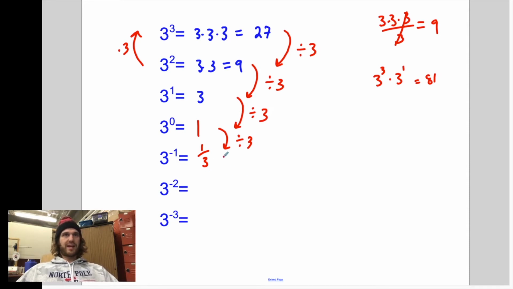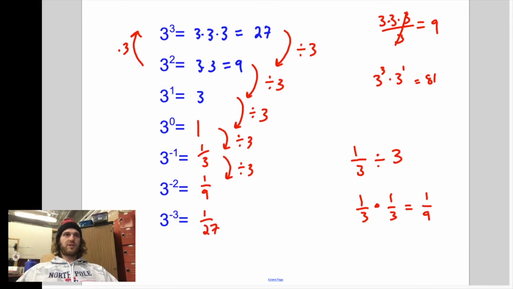So let's do that again. What if I want to get to 3 to the negative 2? We're going to divide by 3 again. All right, so that's 1/3 divided by 3. We learned that rule for fractions, right? Skip, change, flip, leave the first alone. Change division to multiplication, flip the fraction, multiply across the top, multiply across the bottom. We get 1/9. If you do the same thing again, you're going to get 1/27.